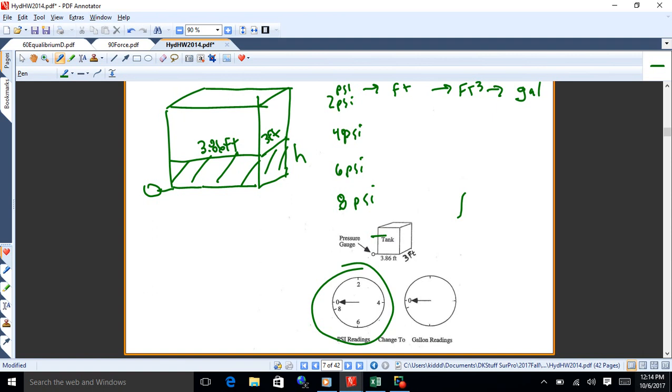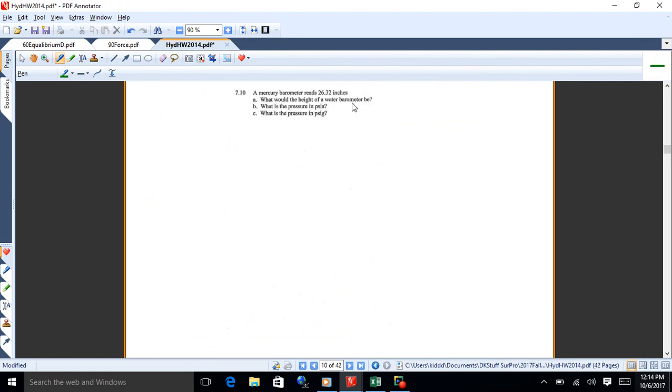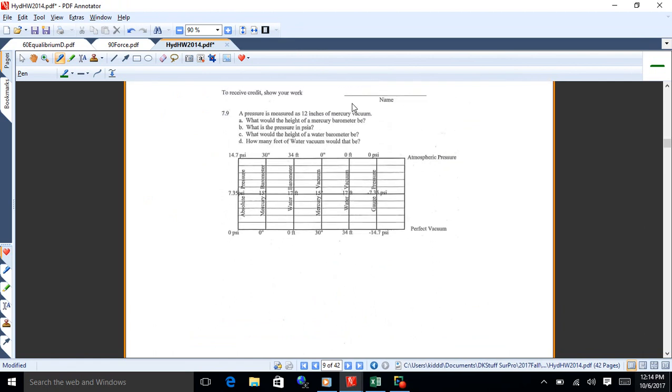Okay. So we good with that? Okay. The next two are the vacuum kind of problems. I think I put the table right on there for you on the first one. You'd use the table again for the second.